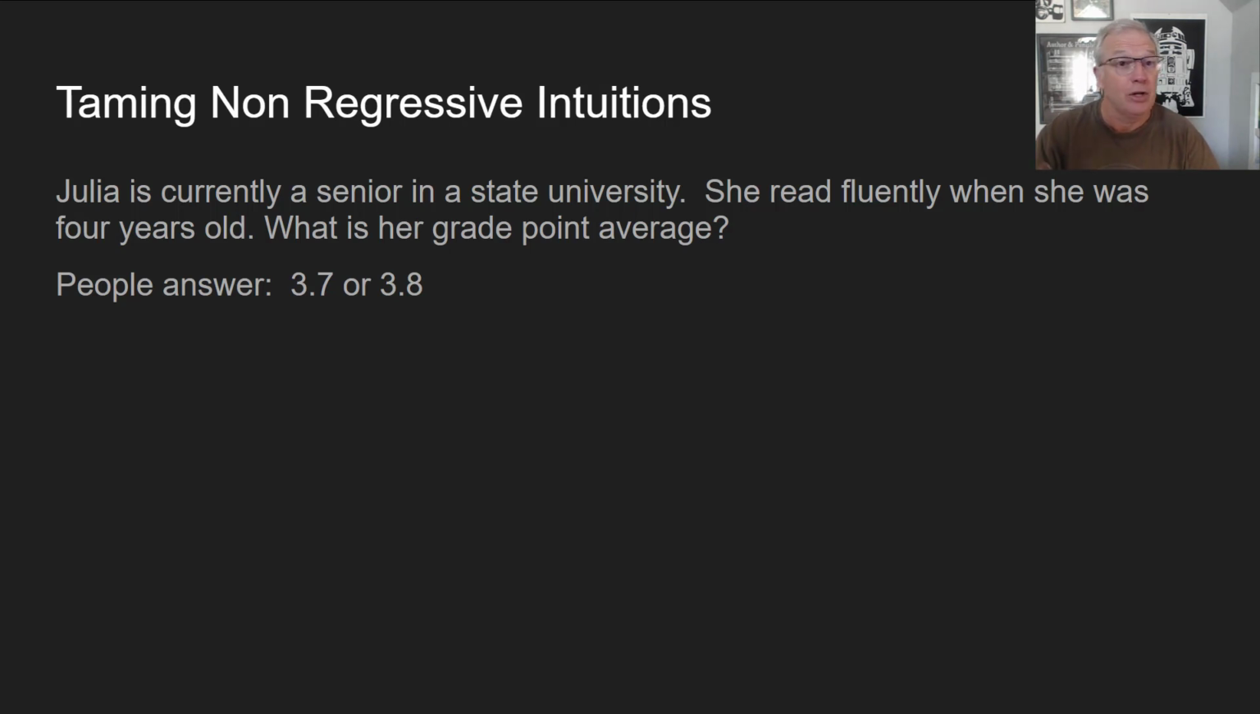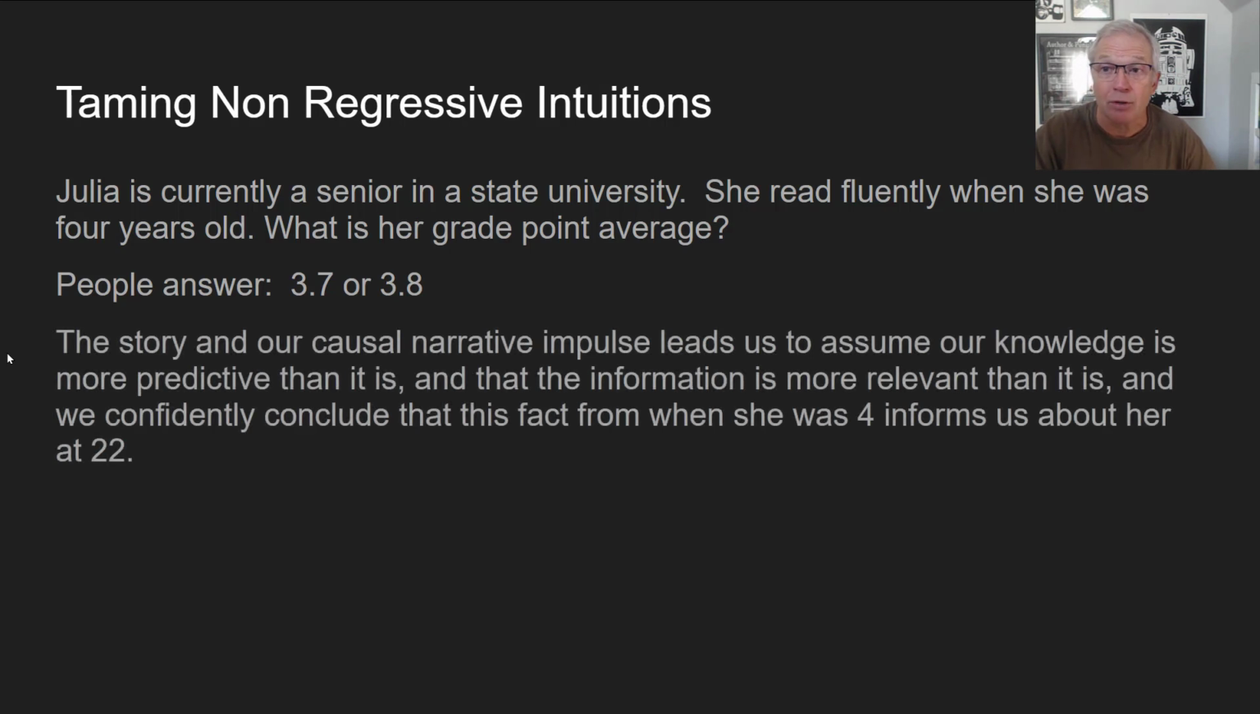for Julia, because she's a precocious reader, and at 4 years old, that seems to be a real good indicator of how smart she is, because those two fit together and they tell a story and they project a sort of optimal outcome for Julia. But that's wrong for a bunch of reasons. The story and our causal narrative impulse lead us to assume that our knowledge is more predictive than it is. You don't know anything about Julia except that she read when she was 4, and there's so much that could happen between her then and her at 22. We think the information is more relevant than it is, and we confidently conclude that this fact from when she was 4 informs us about her at 22.